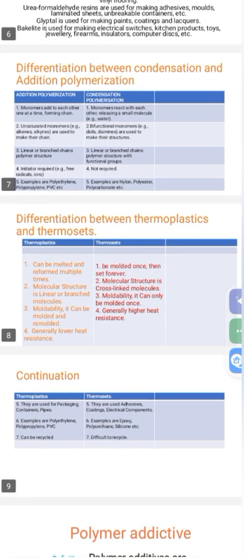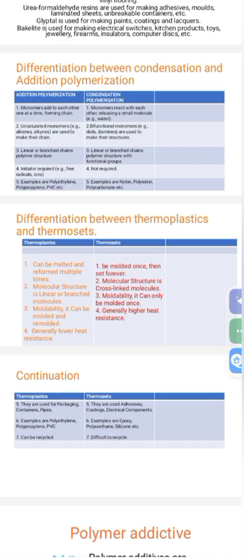Then let's look at the initiator required, e.g. free radical. I have said that. Number 5, examples are polyethylene, polypropylene, PVC, polyvinyl chloride. We also have polyethylene, many like that in addition polymerization. But in condensation reaction, the examples are nylon, which can be nylon 6, nylon 10, nylon 2.